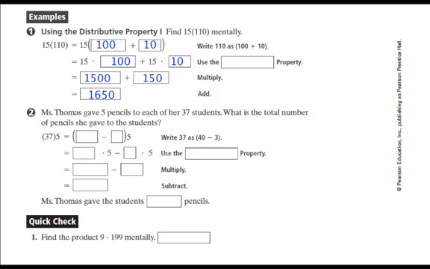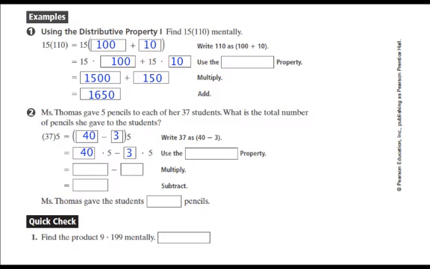Miss Thomas gave 5 pencils to each of her 37 students. What is the total number of pencils she gave to the students? We can use the distributive property by first splitting up 37. 37 is 40 minus 3. So then we can take 40 times 5 minus 3 times 5.